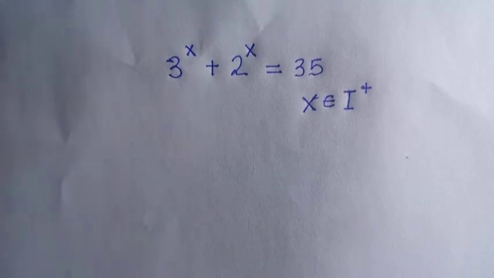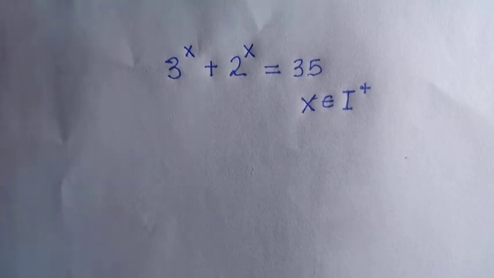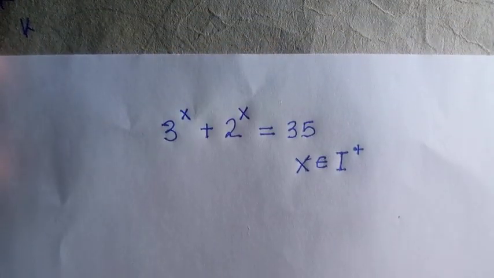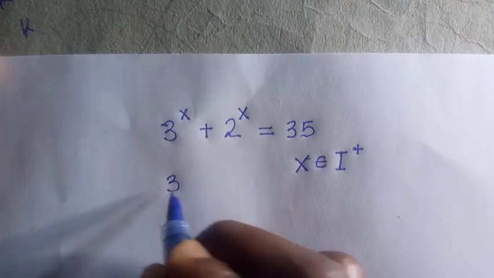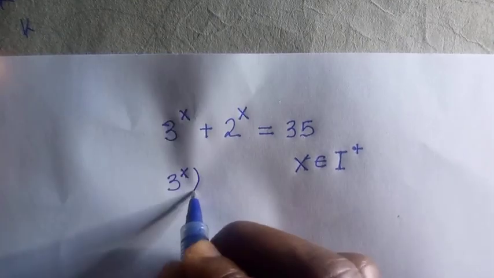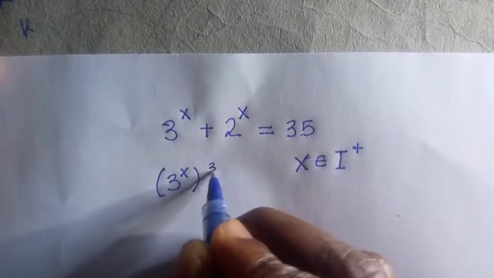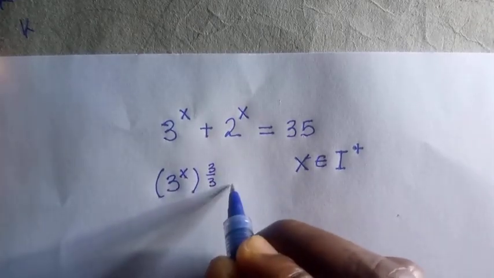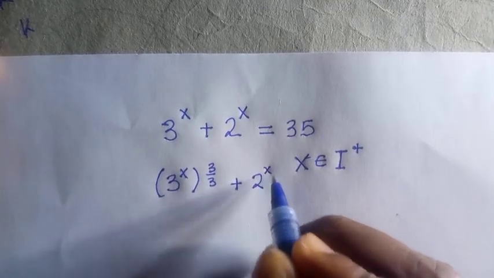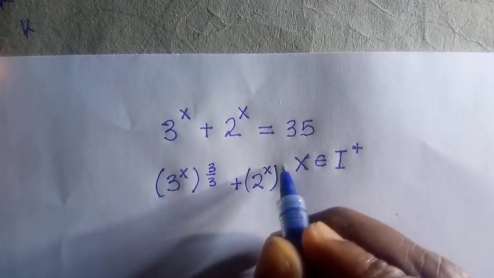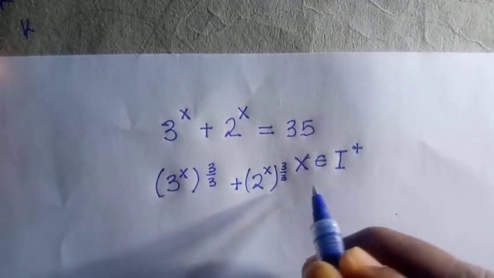Here we want to solve this equation for the value of x if x is a member of positive integers. To solve this equation, we are going to do some little manipulation. As we have 3 to the power of x, suppose I raise this by 3 divided by 3, then plus the second one, 2 to the power of x, I'm still going to raise this by 3 divided by 3.